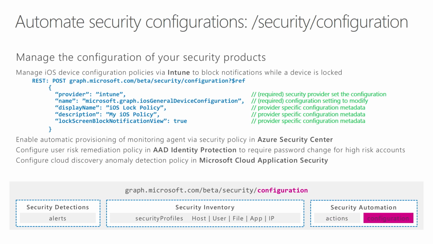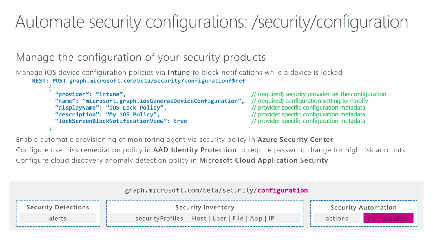The last security API namespace we will discuss is configuration. Similar to actions, configurations can be invoked through the API to take action on your security products. However, unlike actions, it does not apply to a specific piece of inventory. Configuration is a universal way to enforce or set security policies for each security product.